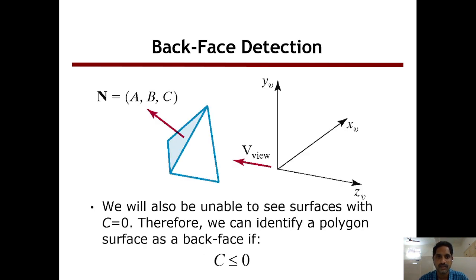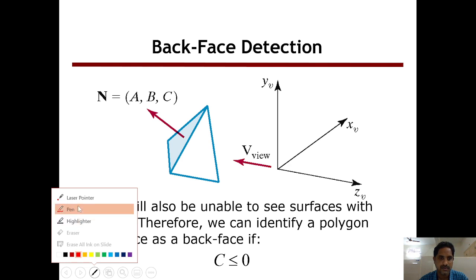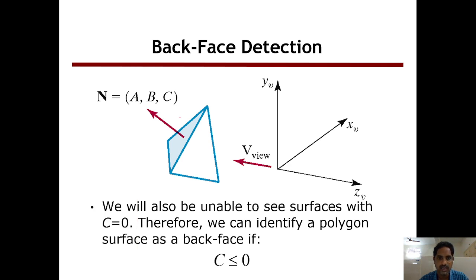So this is N equal to A, B, C. This is the basis of the equation. Then the viewing of the z direction may depend upon the particular algorithm. We will also be unable to see surfaces with C equal to 0. Therefore, we can identify a polygon surface as a back face if C is less than or equal to 0. Based upon that, we can identify the back face direction and the particular algorithms.